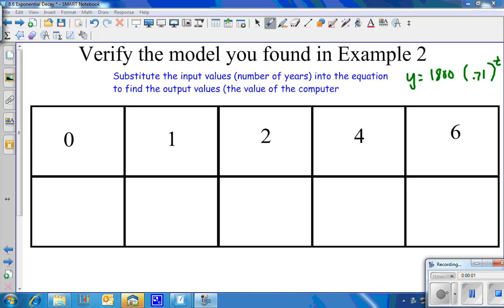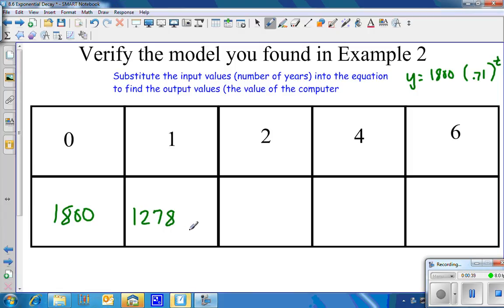Verify the answers that we found in example 2 with our equation y equals 1800 times 0.71 raised to the t power. So if I replace t with 0, I should get 1800. Okay, so the initial amount, what I bought it for, was 1800. Now, if I replace t with 1, 0.71 to the first power is still 0.71, and I multiply that by 1800. First year, my computer drops in value to 1,278. That's what it's worth.